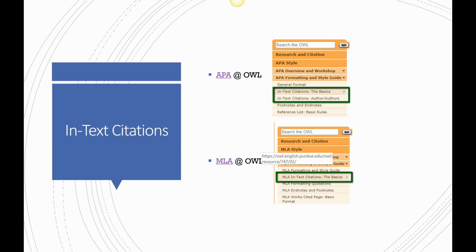For rules and templates to follow for in-text citations, I refer you once again to Purdue OWL's site. This slide shows where to look for the information on in-text citations and includes links to the appropriate parts of OWL. Generally speaking, APA includes both an author's name and a date in in-text citations, while MLA includes the author's name and a page number. See the OWL sites for details on how to handle special cases like multiple authors, or no page numbers.